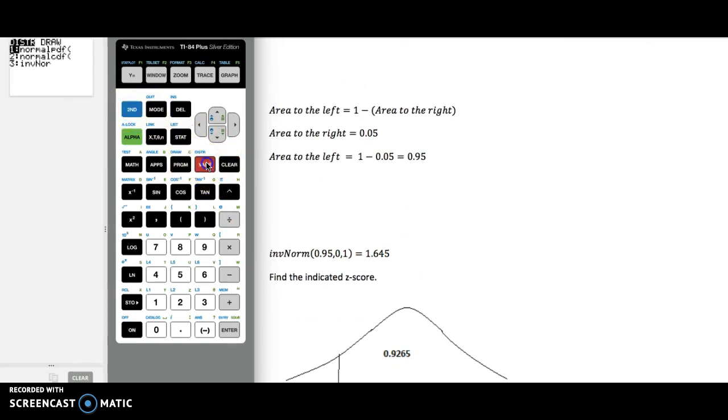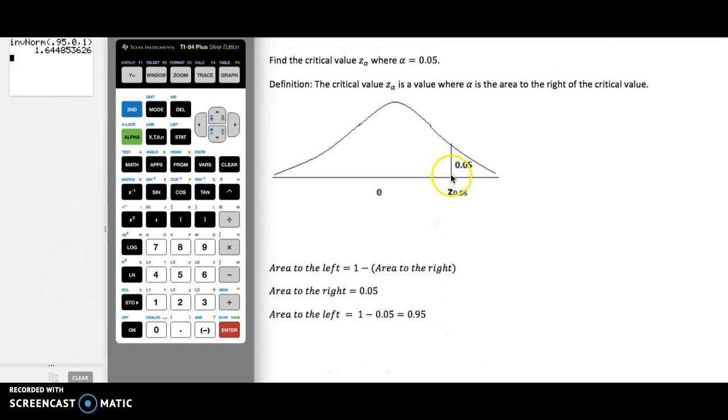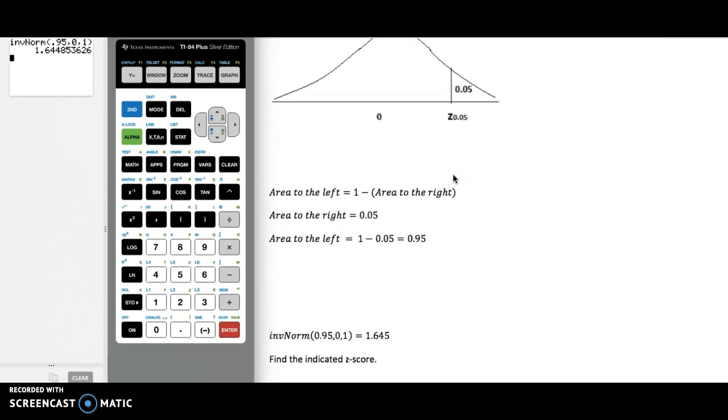So going in your calculator, open up that distribution menu, second variables, go down to inverse norm, and the area to the left, remember, is 0.95. Remember, here we're expecting a positive z-score because we're on the right side of the graph. And so you end up with 1.645, rounding to 3 decimal places. And so notice here your z-score is on the right side. So if you get a negative z-score, that tells you typed in the wrong area.